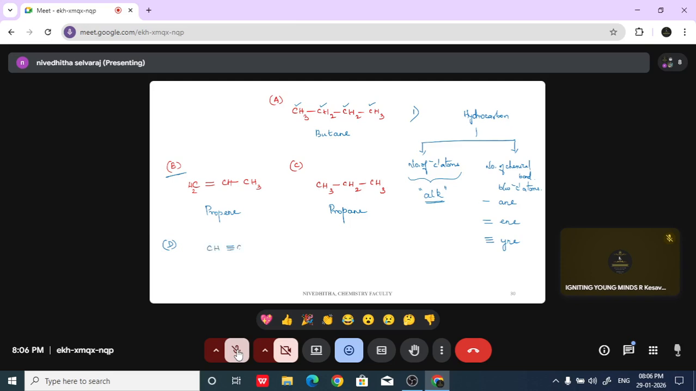CH triple bond CH. Ethyne. Very good. That's it. So the basic difference between hydrocarbons are the number of carbon atoms and the number of chemical bonds between carbon atoms. Okay. That's it.